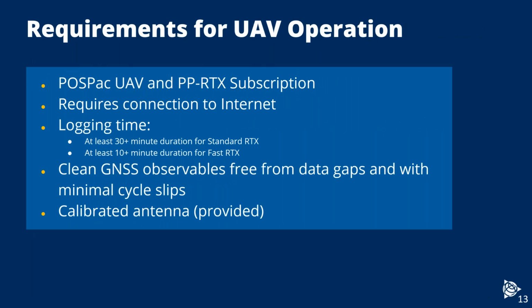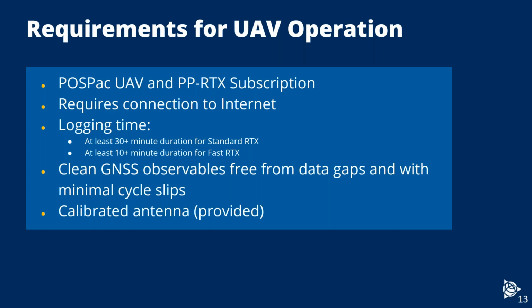So what's required is a POSPac UAV license and a subscription to PP-RTX. An internet connection will be needed as well. We also require a minimum amount of time for APX data logging for optimal results. This means that the APX needs to be logging in open skies for a minimum of 30 minutes in standard RTX areas, or for a minimum of 10 minutes in fast RTX areas. Now the APX does not need to be flying for this entire time, but as long as it is logging with the antenna tracking satellites, then that's okay.